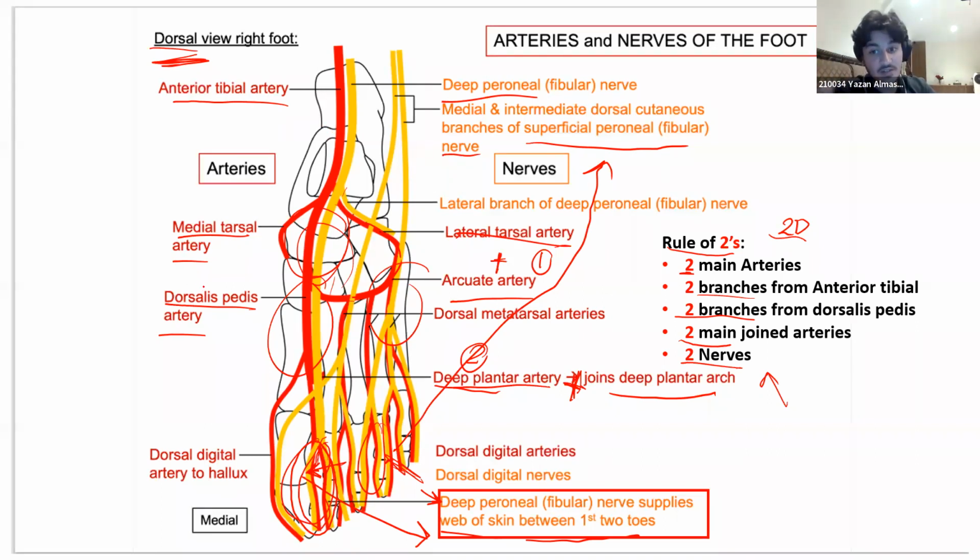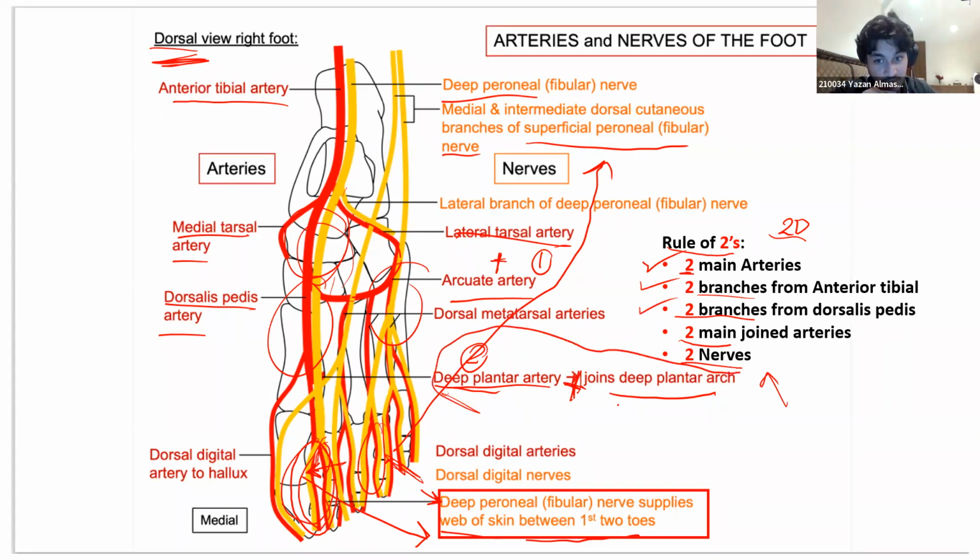Then we have two branches of the anterior tibial, which are the medial tarsal artery and the lateral tarsal artery. These are the two main branches of the anterior tibial. Then we have the two main branches of dorsalis pedis, which are the arcuate artery and the deep plantar artery.